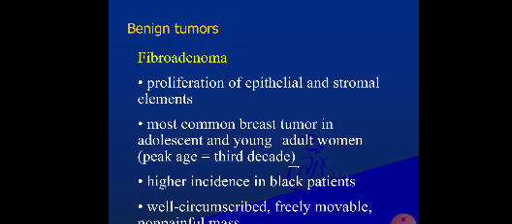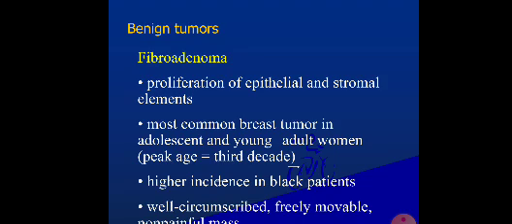Proliferation of epithelium and stromal element. This is the definition of the fibroadenoma. The word fibro means stromal component, and adenoma means glandular component, meaning epithelial cells. So here we get the proliferation of both epithelial cells along with the stromal element. This is the most common breast tumor in adolescent and young adult women.